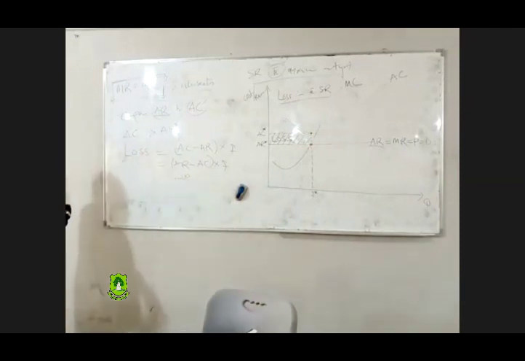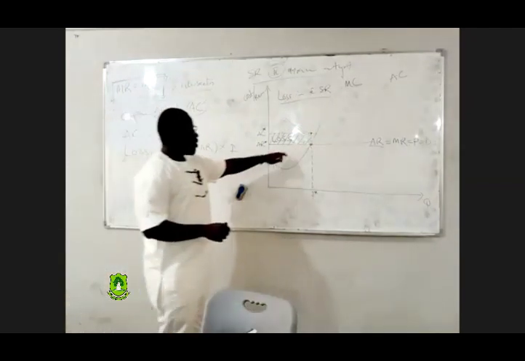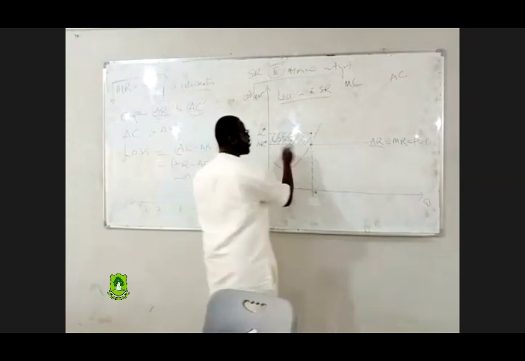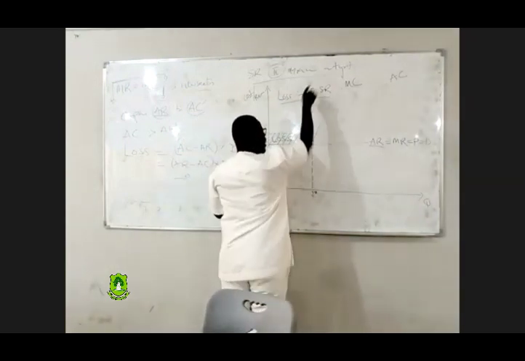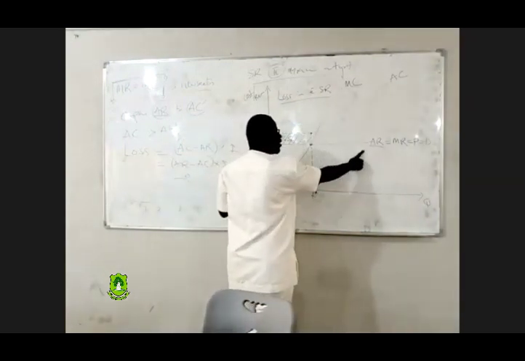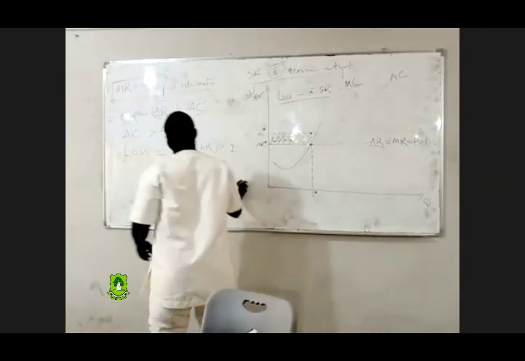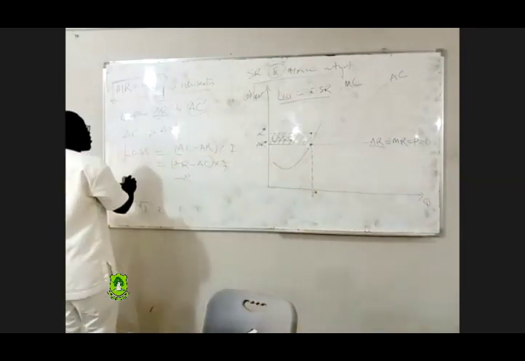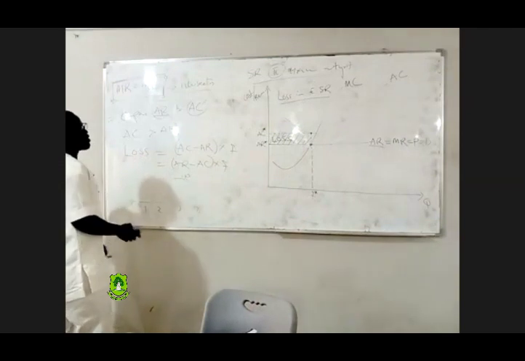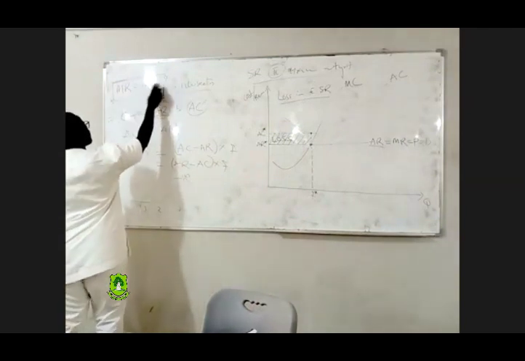Are we together? So please note that the loss is incurred because the average cost curve is above the average revenue curve. Which one should I cancel? Can I cancel here?